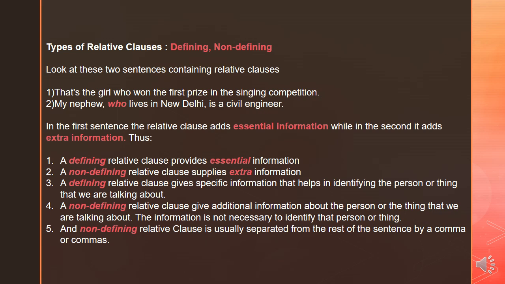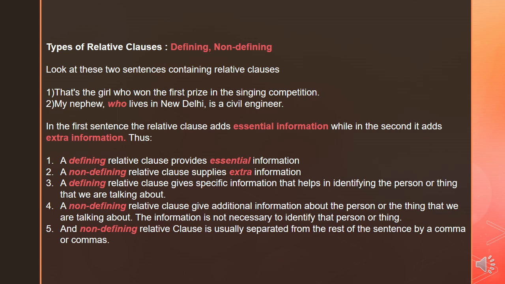Let's look into it a little bit deeper and a little bit further. Point number 1. A defining relative clause provides essential information. A non-defining relative clause supplies extra information. This we have already seen. Essential is very important. Extra is not so important.